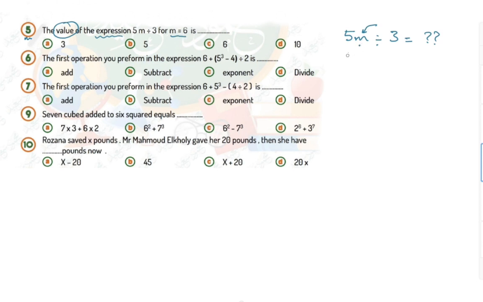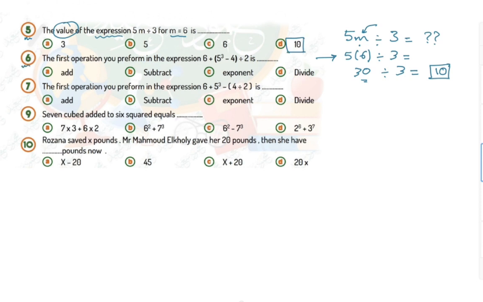So I will delete this m and put 6 instead. Now I have two operations: 5 by 6 divided by 3. Which operation do we start with, divide or multiply? Start from the left. So 5 by 6 equals 30. 30 divided by 3: some number, if you multiply it by 3, you get 30. It's 10. So 10 is the right answer.